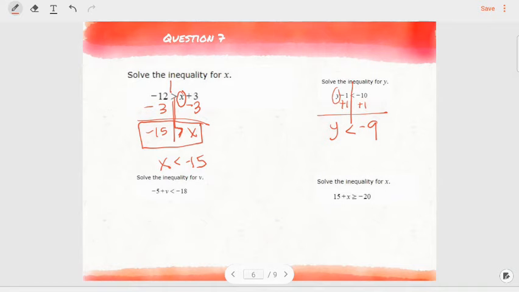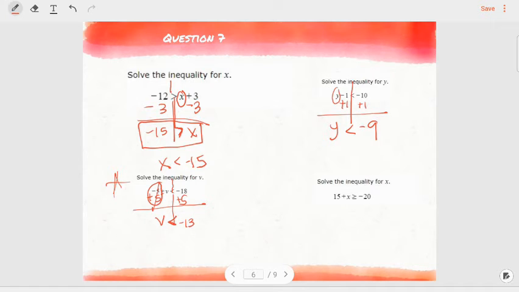The last two, especially this one right here, is sometimes a tricky one because even though it says plus, if I subtract 5, I'm not going to get 0. Remember, I need to do the opposite so that when I add them together, I get 0. So on both sides, I'm going to add 5, which gives me v is less than negative 18 plus 5, which is negative 13.